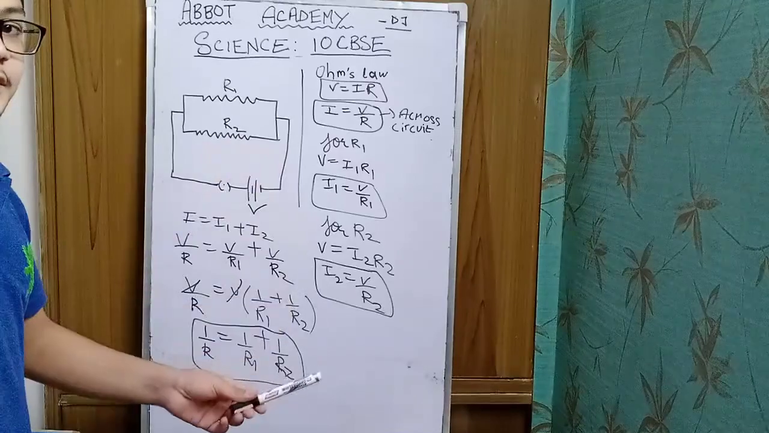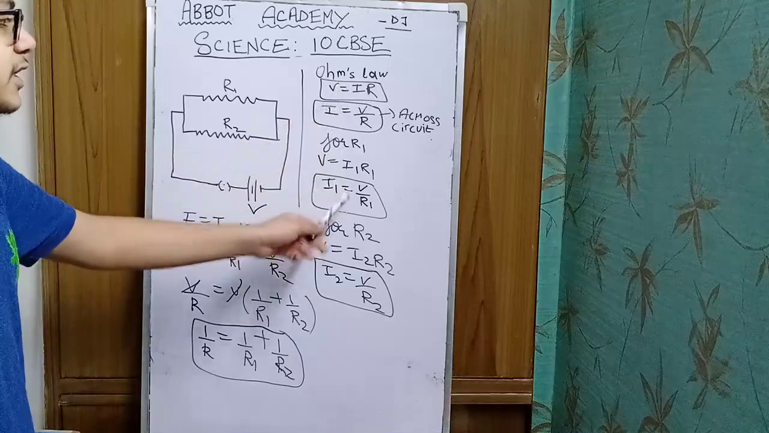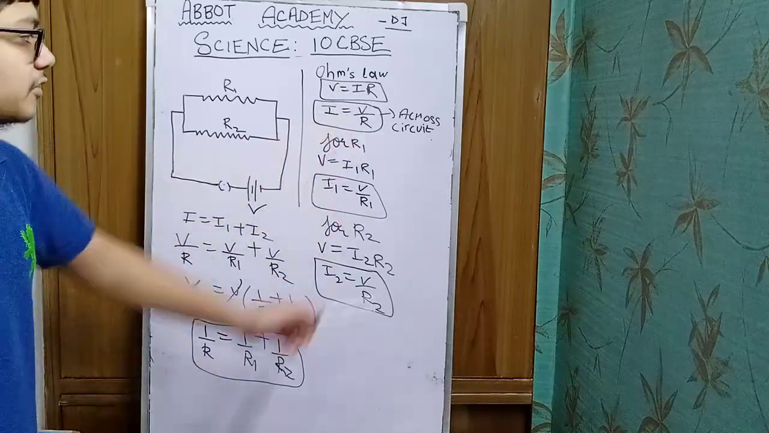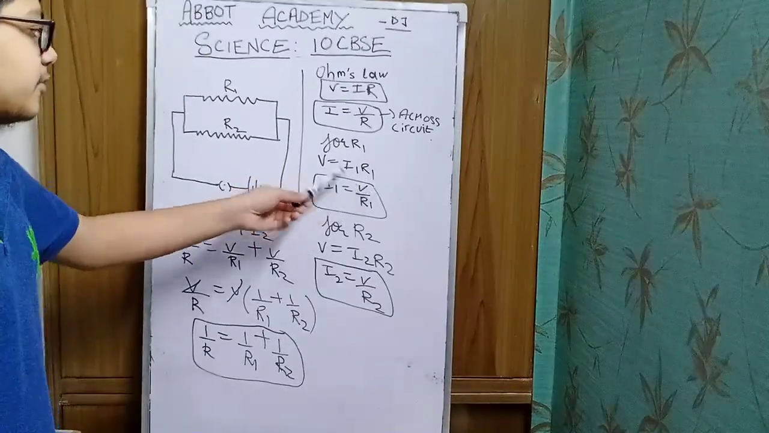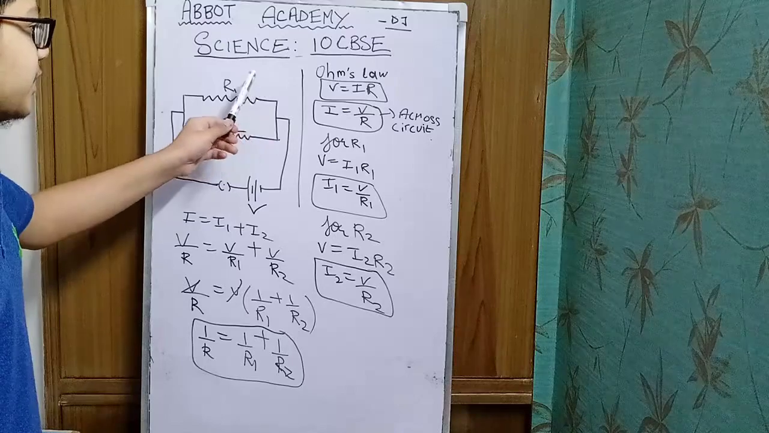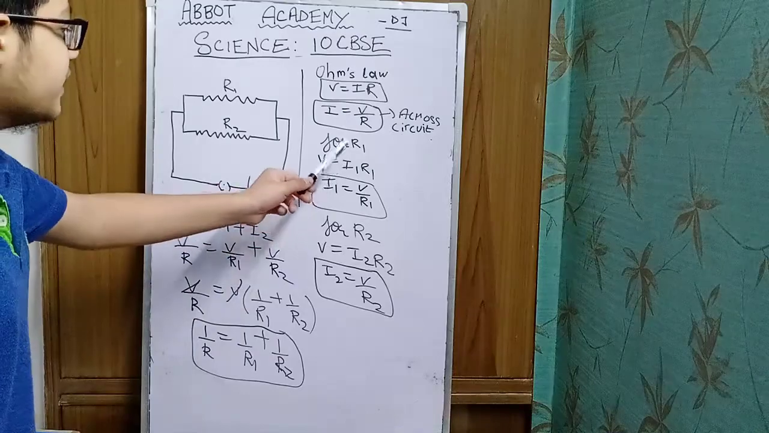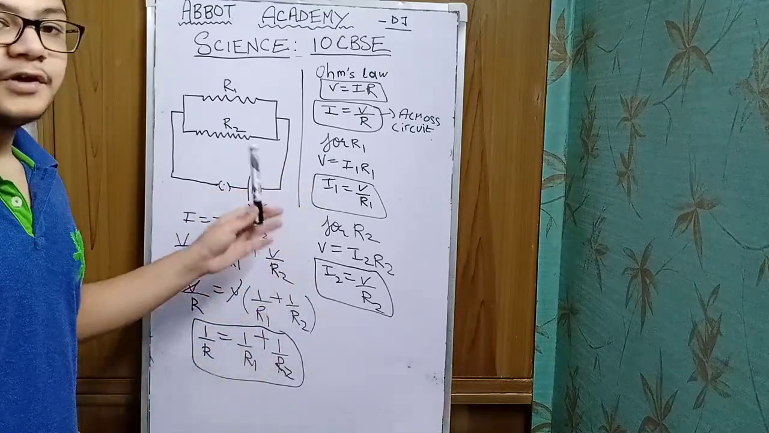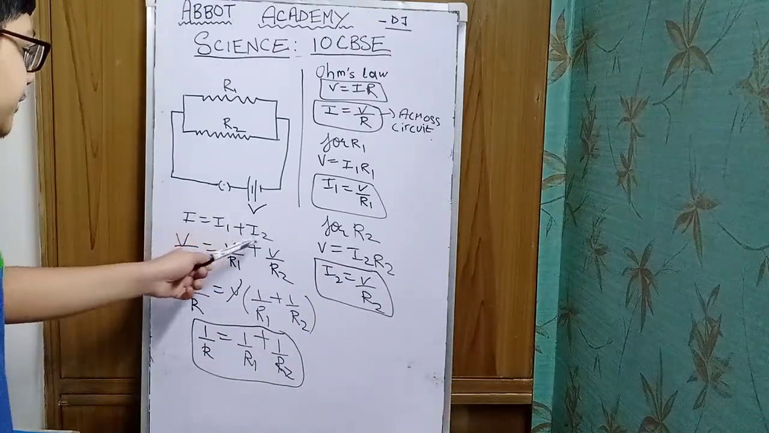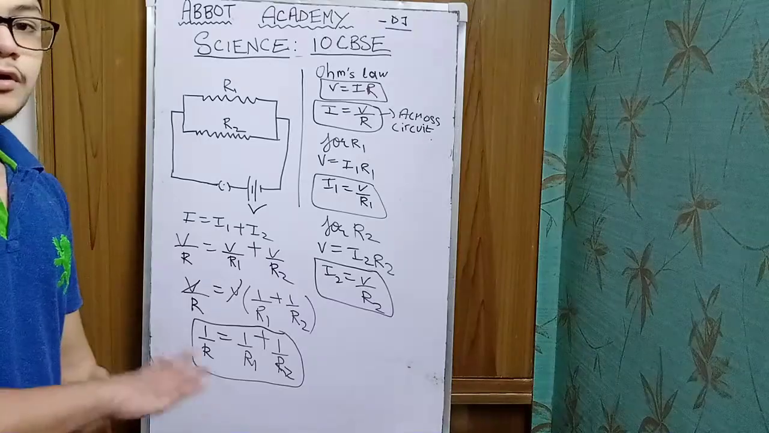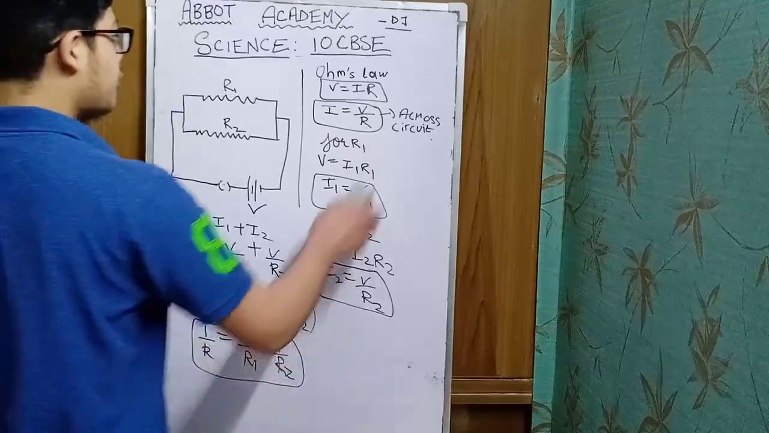So here we found the equivalent resistance. First we applied Ohm's law. Through Ohm's law we got that the current across the whole circuit will be V by R. For R1 we applied the formula V equals I1 R1, because there will be different currents in resistance 1 and resistance 2, marked as I1 and I2. We can find I1 as V by R1, and for R2 we can find I2 as V by R2. We can write I as I1 plus I2. Just put the values and cancel out V. We get 1 by R is equal to 1 by R1 plus 1 by R2. Let us do a quick numerical on this.